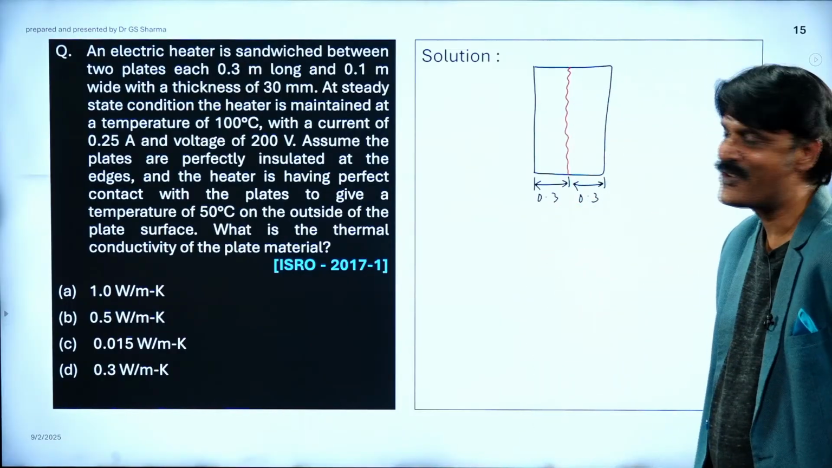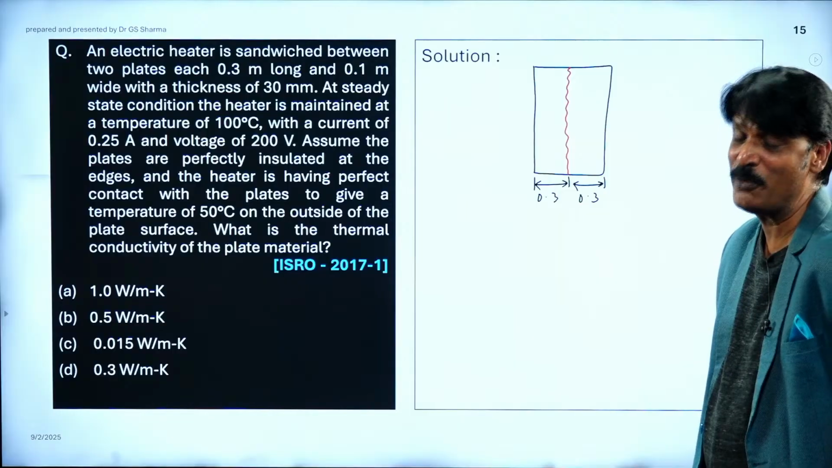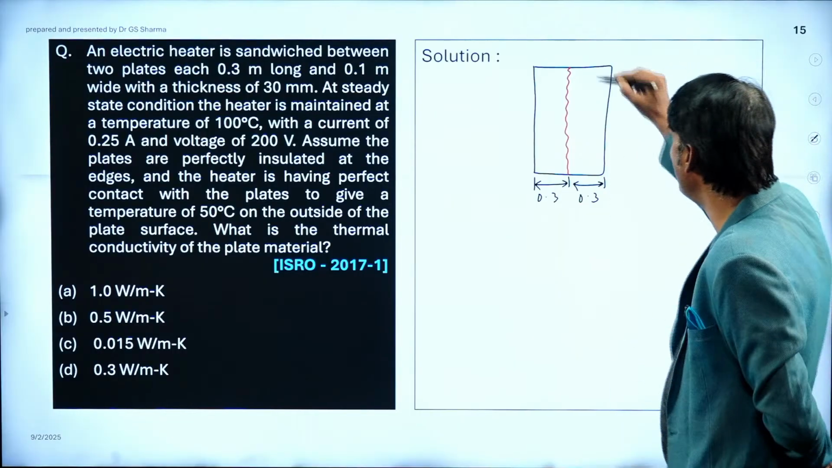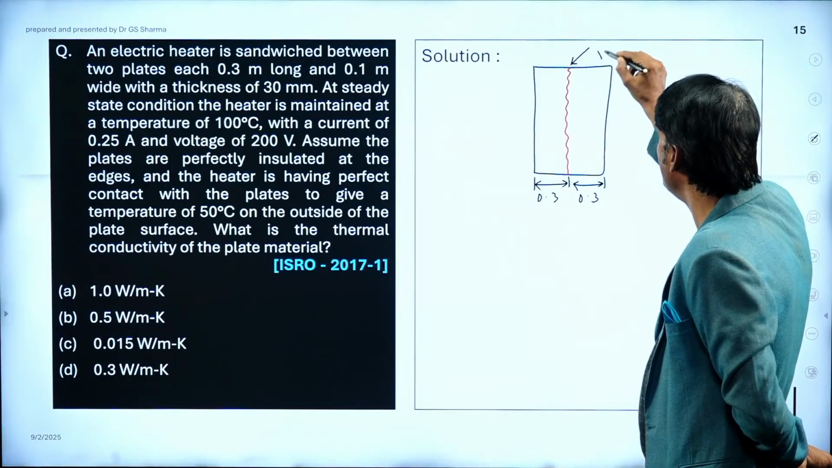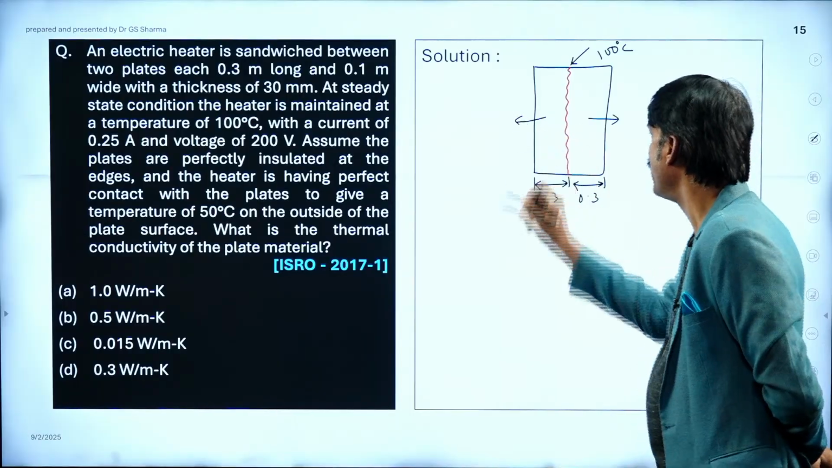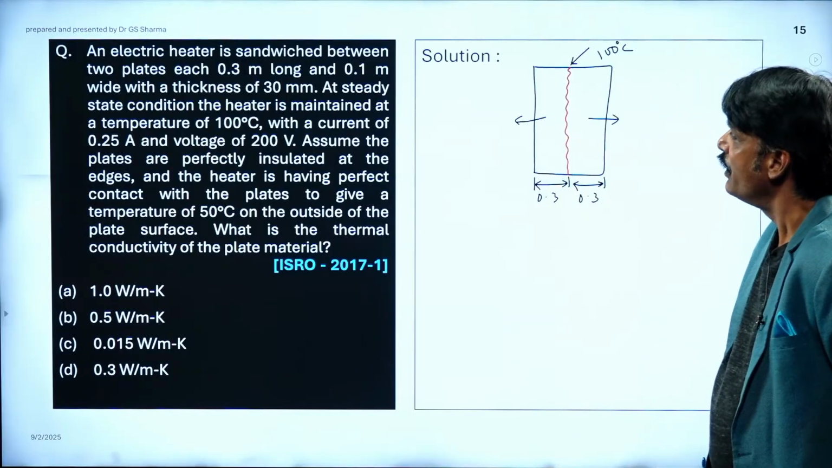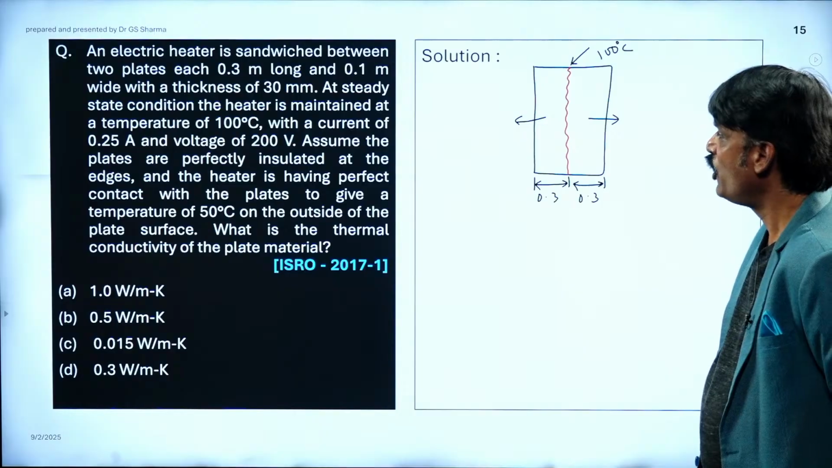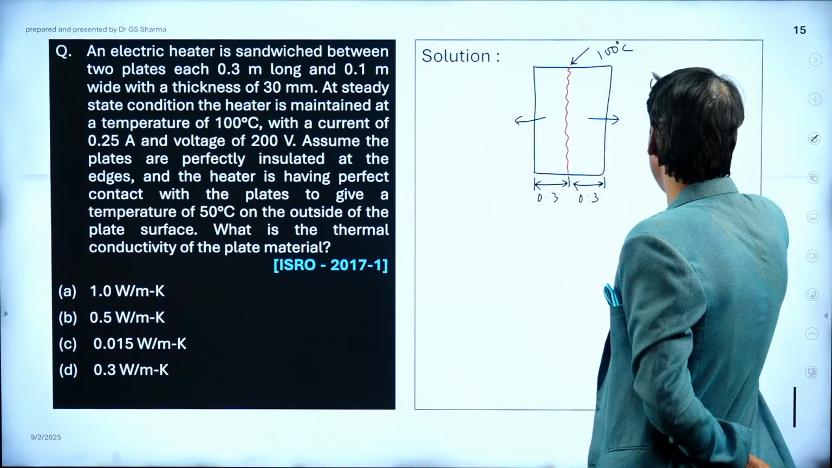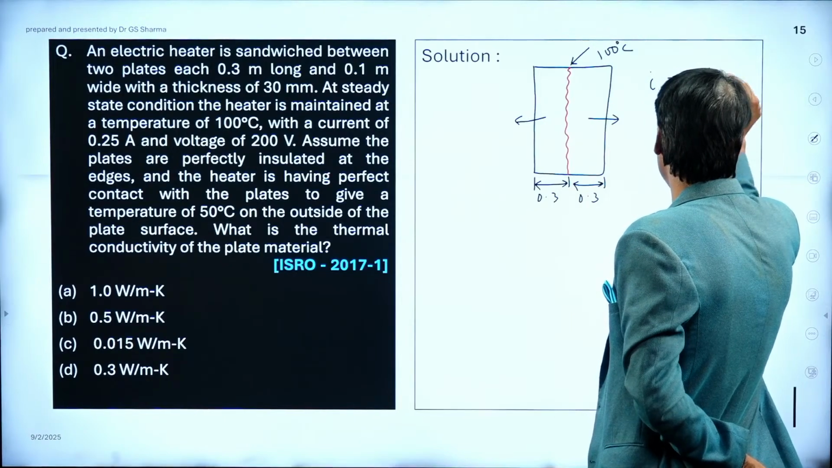At steady state, that's good, because in a steady state there is no accumulation. At steady state condition, the heater is maintained at a temperature of 100. So you observe that the temperature here is 100 degrees centigrade and heat flow occurs in both directions, with a current of 0.25 amps. So he is giving a current rating of 0.25 amps.